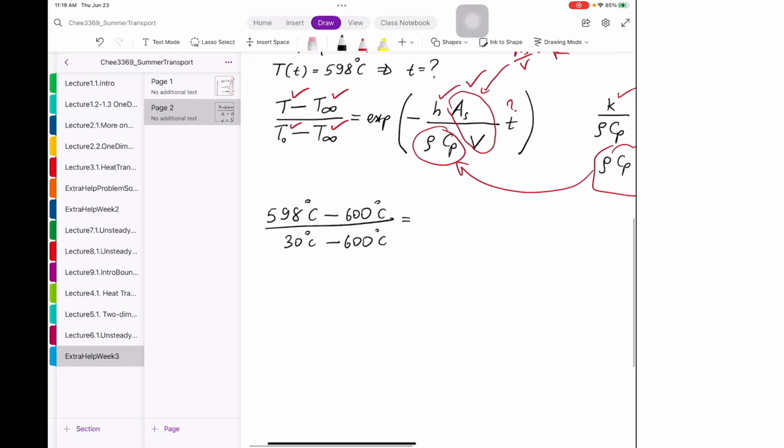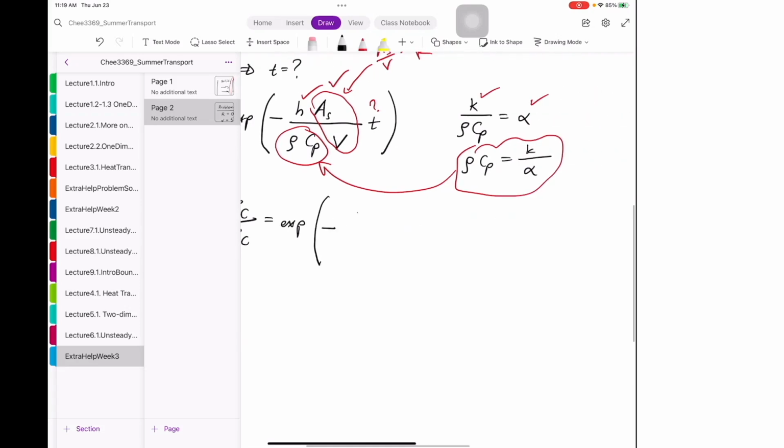That's equal to exponential minus H, which is 85. Let me forget about the units for the time being, just for the sake of simplicity. As long as I'm using the SI units, I should be fine. Make sure to convert all the centimeters to meters, all the hours to seconds, all the kilowatts to watts, for example. Okay, so we've worked with SI units.